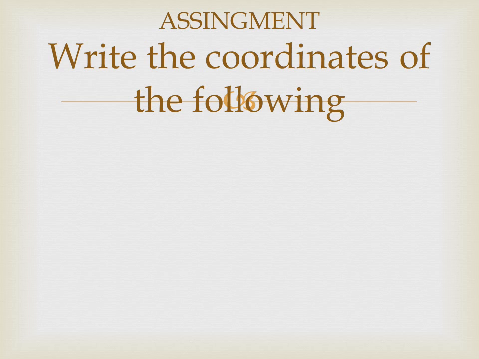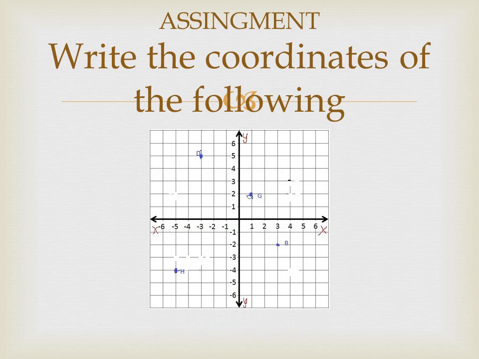Okay, now I'm going to give you an assignment. Try and write down the coordinates of the points on this graph. You have point D, point G, point B, and point H. Try to write down the coordinates of these points.